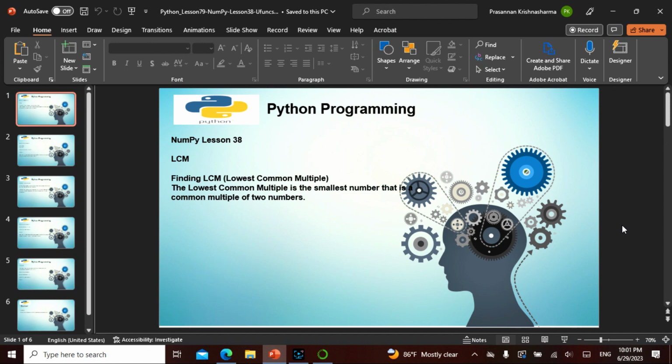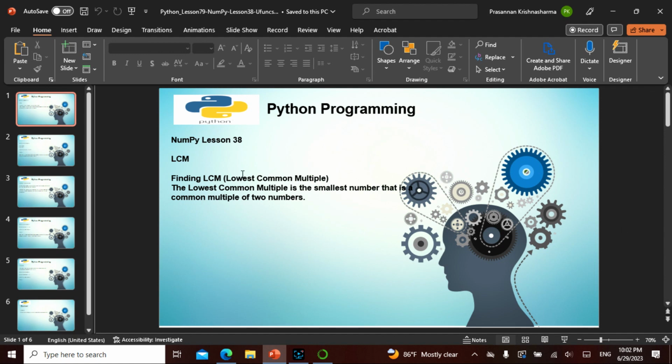So what is an L, what is a C, what is an M? During our 5th grade, we would have seen something called least common multiple and greatest common divisor, GCD. The LCM is called the lowest common multiple. What is the lowest common multiple? The lowest common multiple is the smallest number that is a common multiple of two numbers. I still don't understand this. What are you telling me?